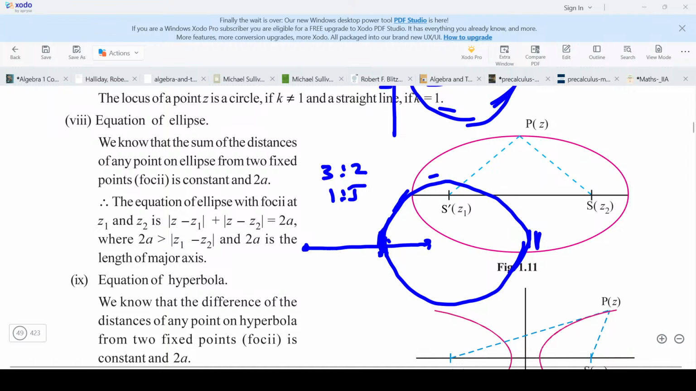So what does that mean? Mod of z minus z1 plus mod of z minus z2 is actually constant. And what is this one? This one is actually the distance between these 2 points. Okay?